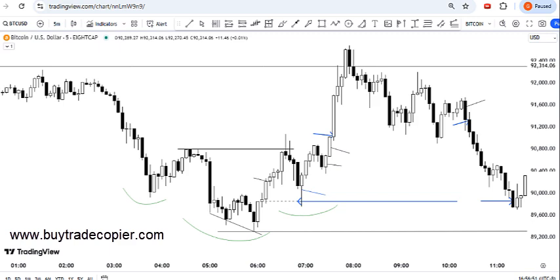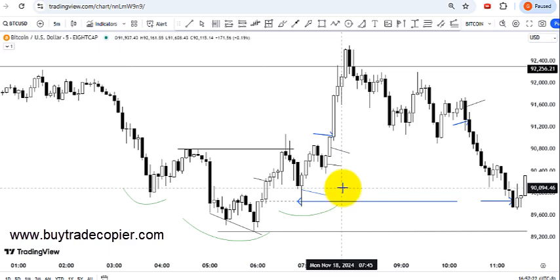So let's get started. This is November 18th. This is Monday. We're looking at Bitcoin. We're going to start off with the Bitcoin chart. So let's take a look at the first trade.